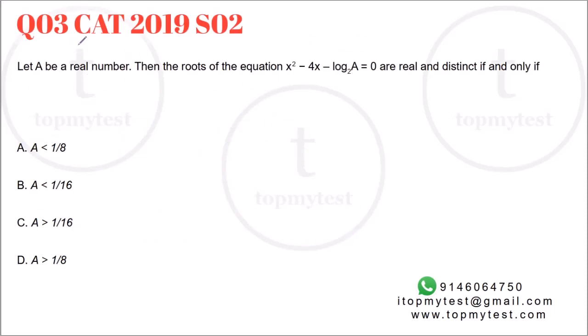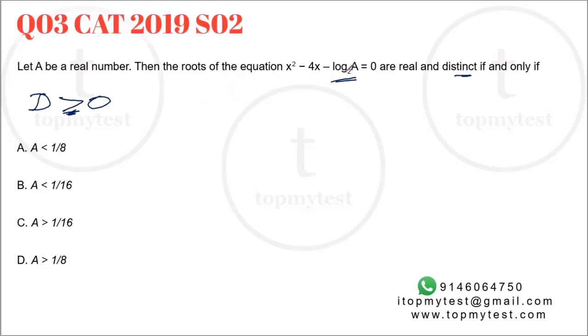The third one is from CAT 2019, slot 2. This also has some application of logarithms. It says let a be a real number, then the roots of this equation are real and distinct if and only if. They have to be real as well as distinct, which means the discriminant has to be more than 0. Greater than or equal to 0 won't work. It has to be greater than 0.